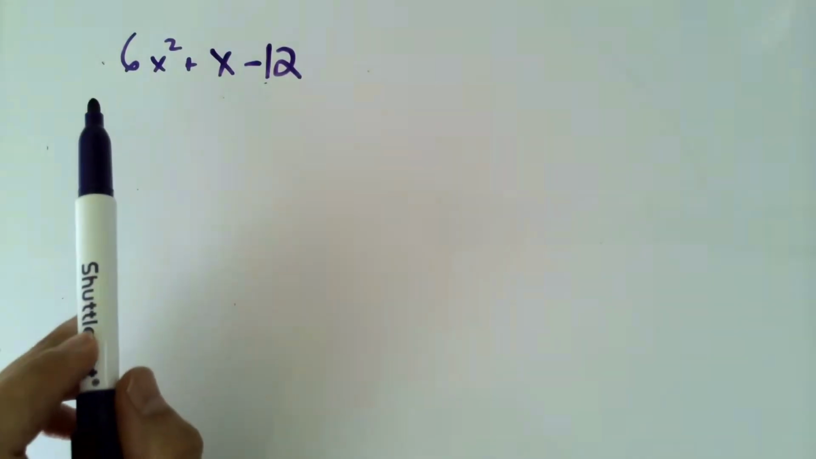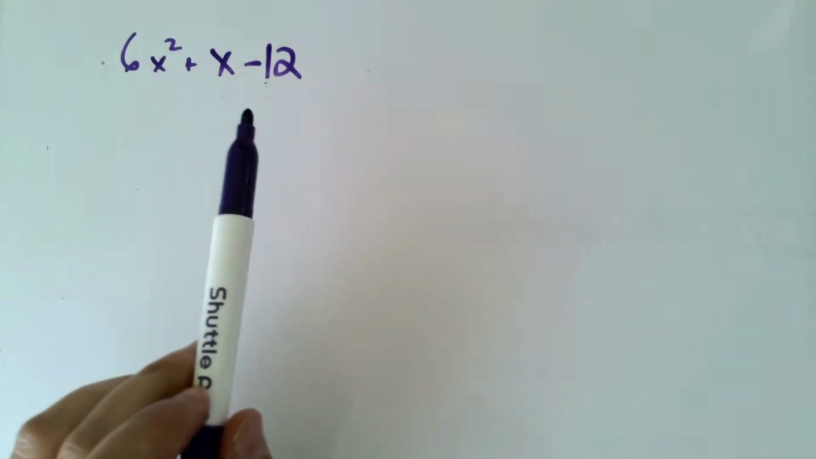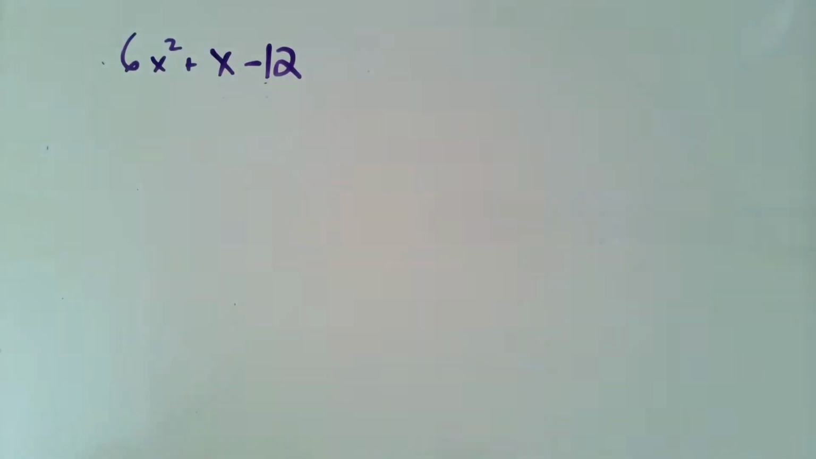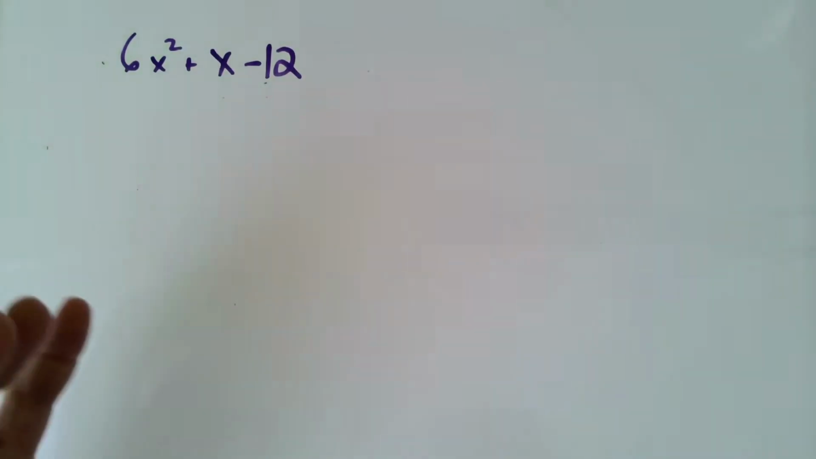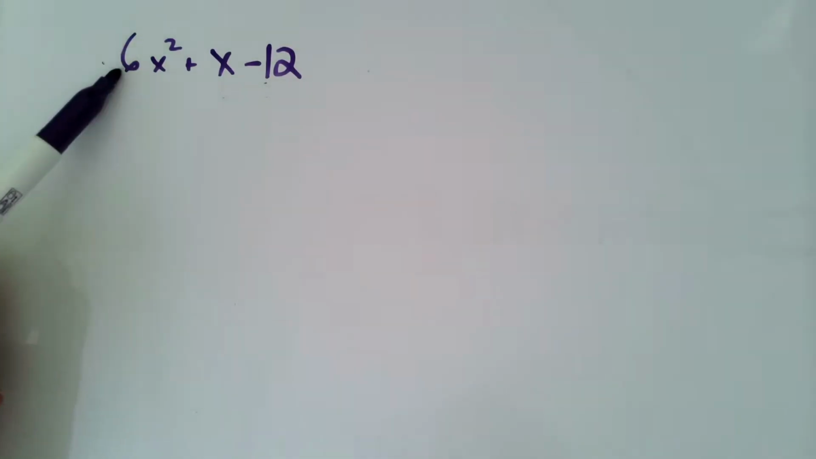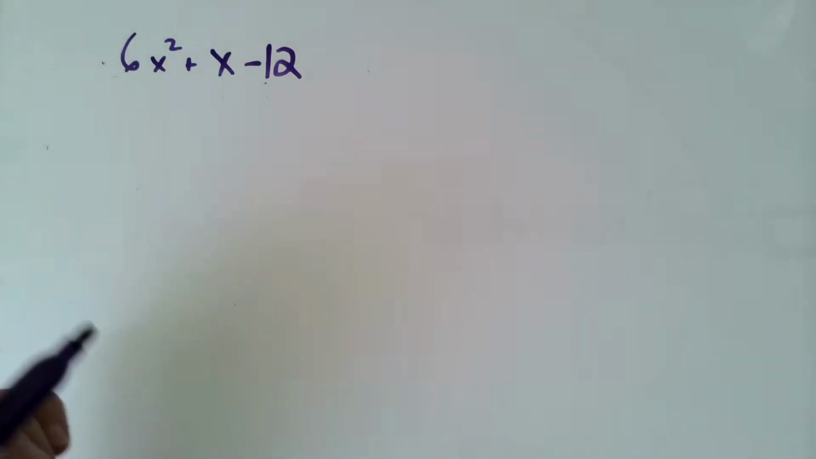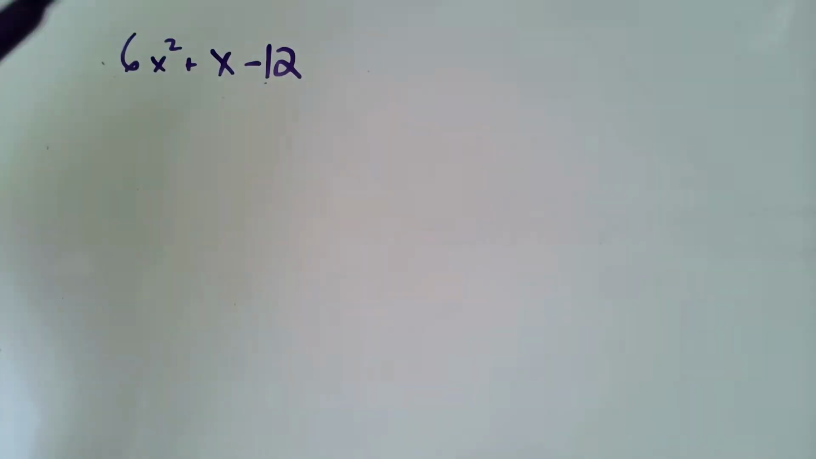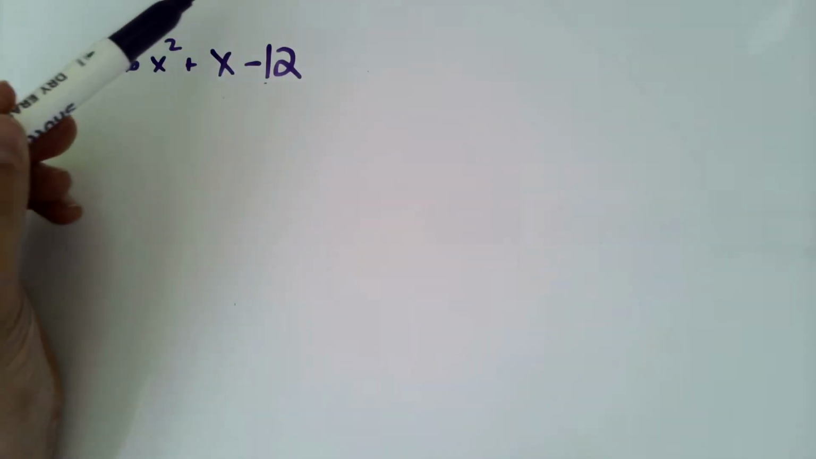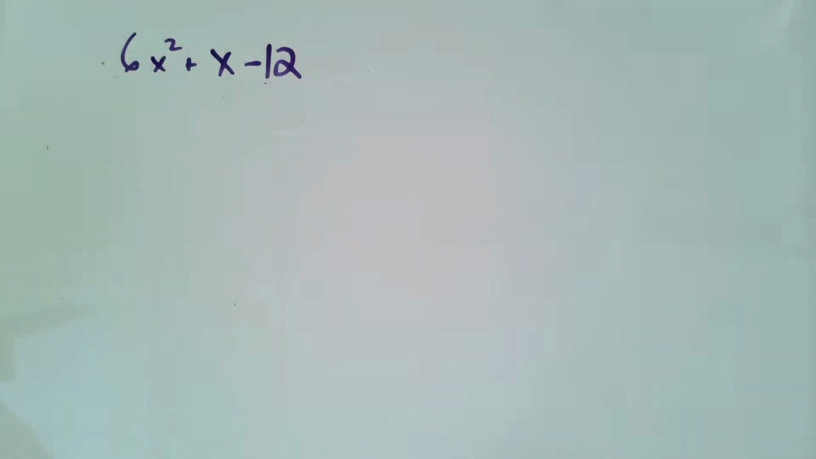So let's say my problem says 6x squared plus x minus 12. I can still use the x method, but I'm going to show you a second method called slide and divide that I like to use when my x squared has a coefficient. The first step of slide and divide is the slide part. I'm going to slide this 6 into this negative 12 and multiply them together.